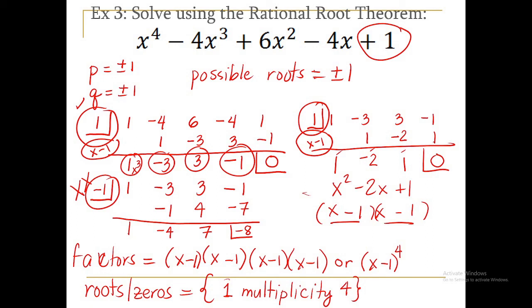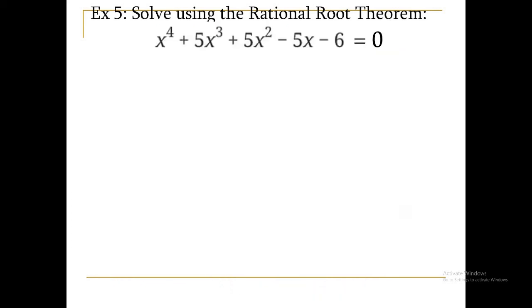Okay, let's have more examples. Our last example for this afternoon. We have x raised to 4 plus 5x cubed plus 5x squared minus 5x minus 6. What are possible values of, what are factors of p? Positive negative 1. Next. Positive negative 2. Positive negative 3 and positive negative 6, sir.